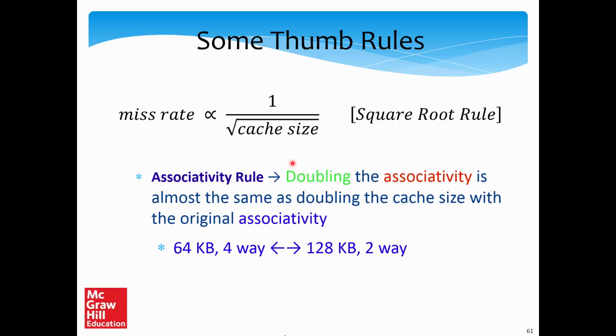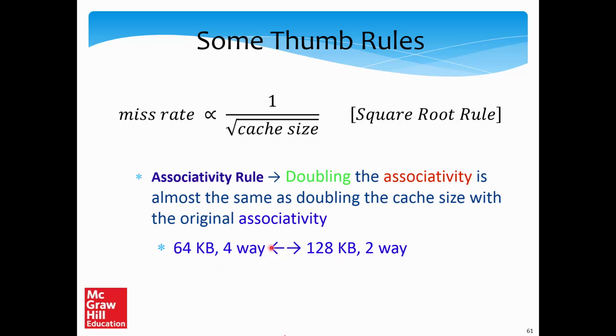The other is the associativity rule. So this is again also approximate, no theoretical proofs, just has been observed in simulations in actual processors, and it's also very approximate in nature. The associativity rule says that doubling the associativity is almost the same as doubling the cache size having the original associativity. To give an example, a 64 KB 4-way cache will roughly have a very similar miss rate as a 128 KB 2-way cache, right?